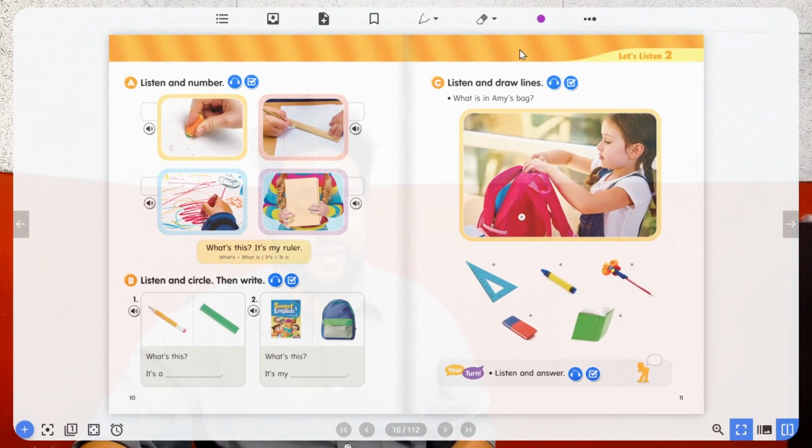Now on page 11, we have this big picture here. We have a picture of a girl named Amy. And what does she have with her? That's right, she has a bag. Now, you can see just above the picture here, a question. What's in Amy's bag?